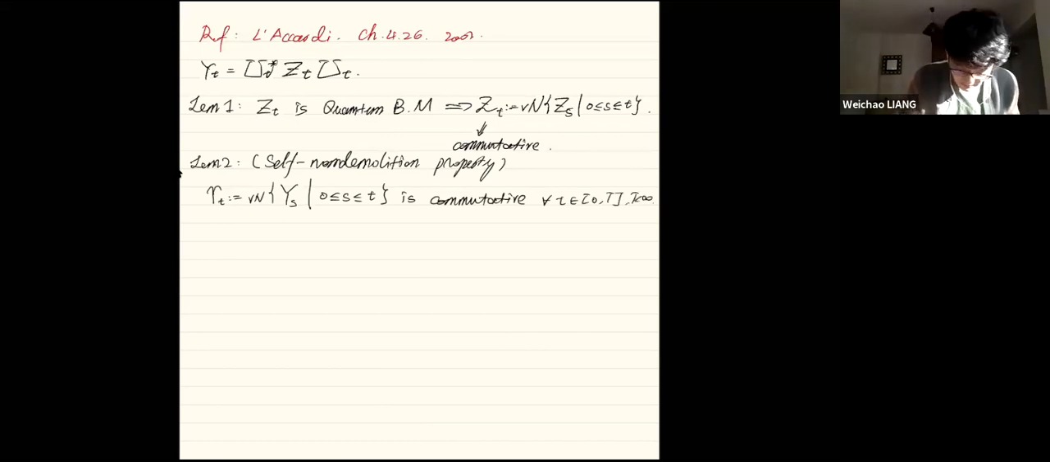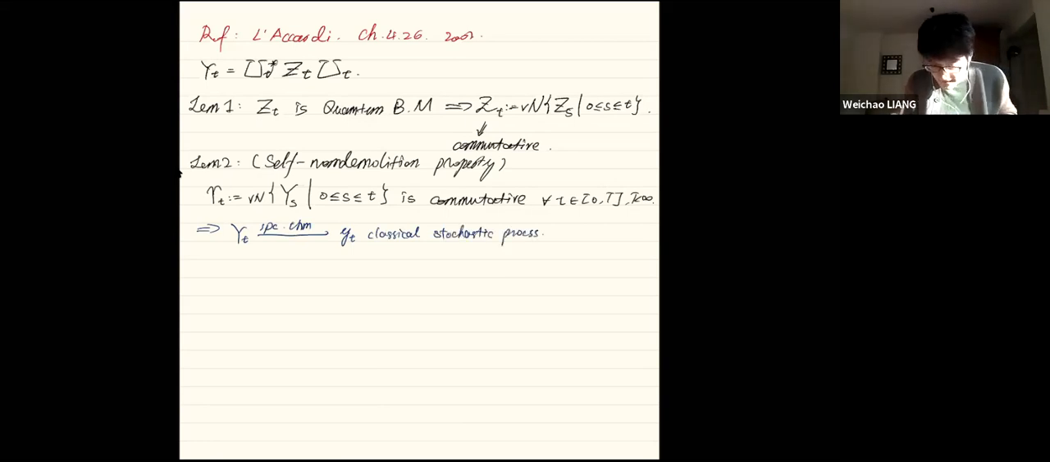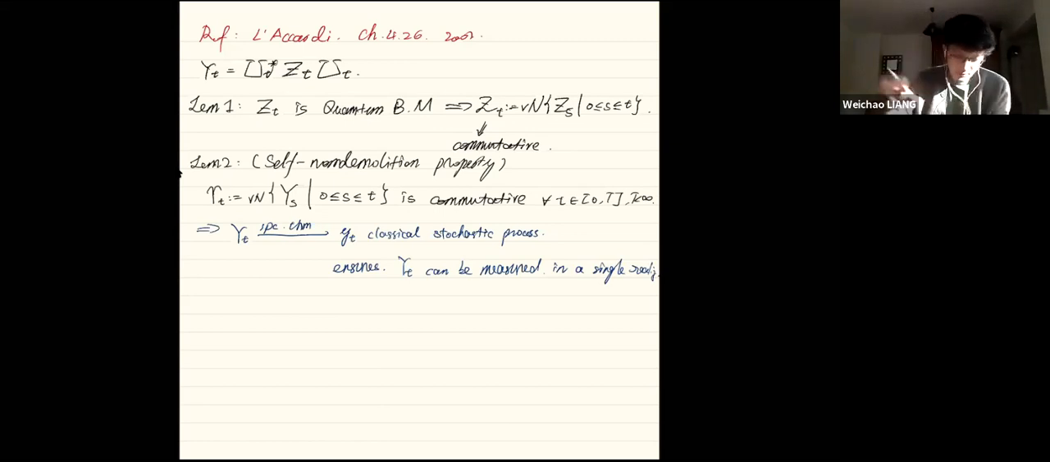And why is it useful? Because if we have this self-non-demolition property, we can transform the observation process, which is a quantum process, by the spectral theorem into a classical stochastic process. And we can also ensure that the observation process Y_t can be measured in a single realization, in lab experiments. So this property is very important for our observation process, for real physical experiments.